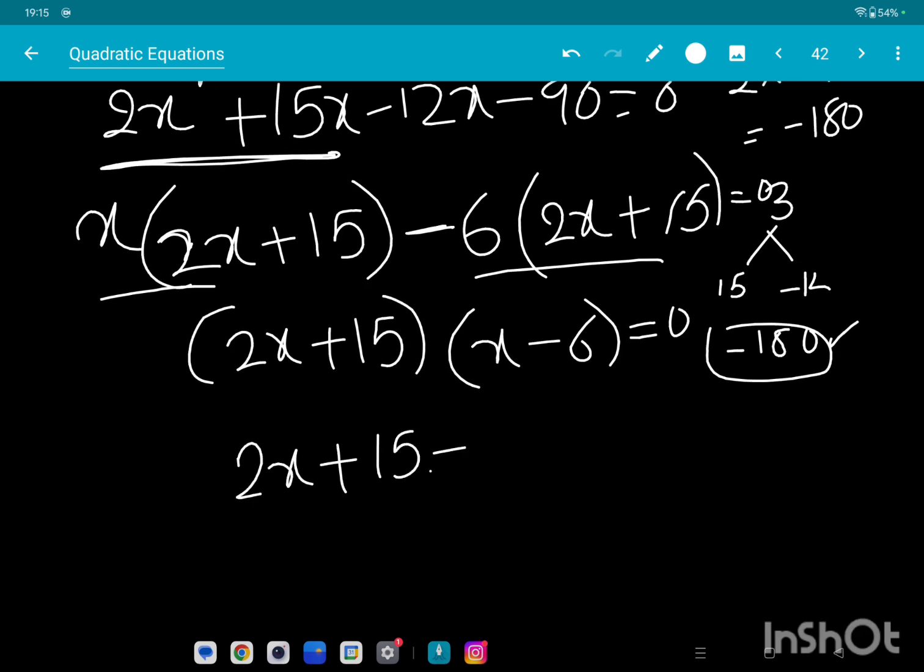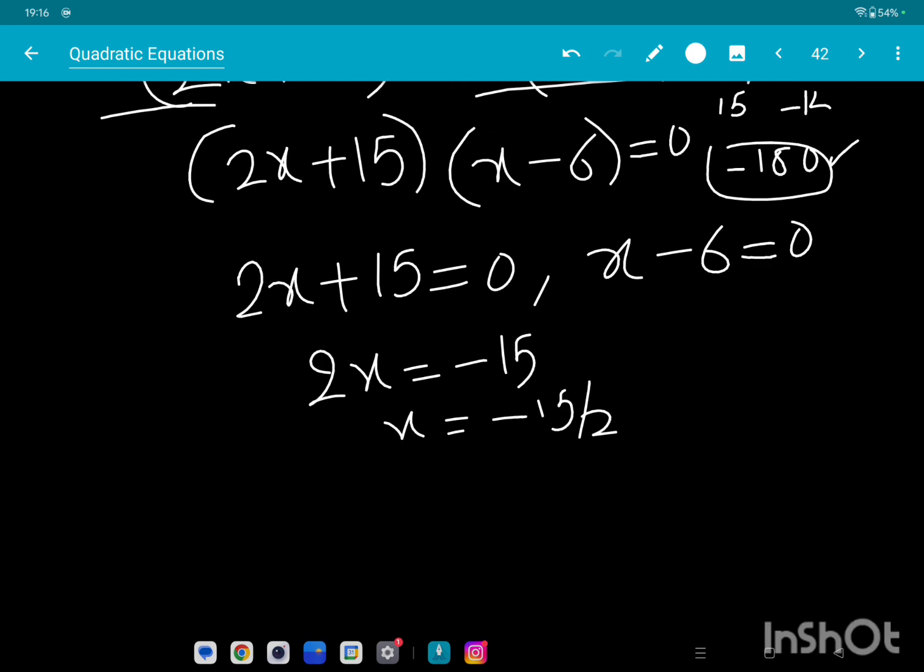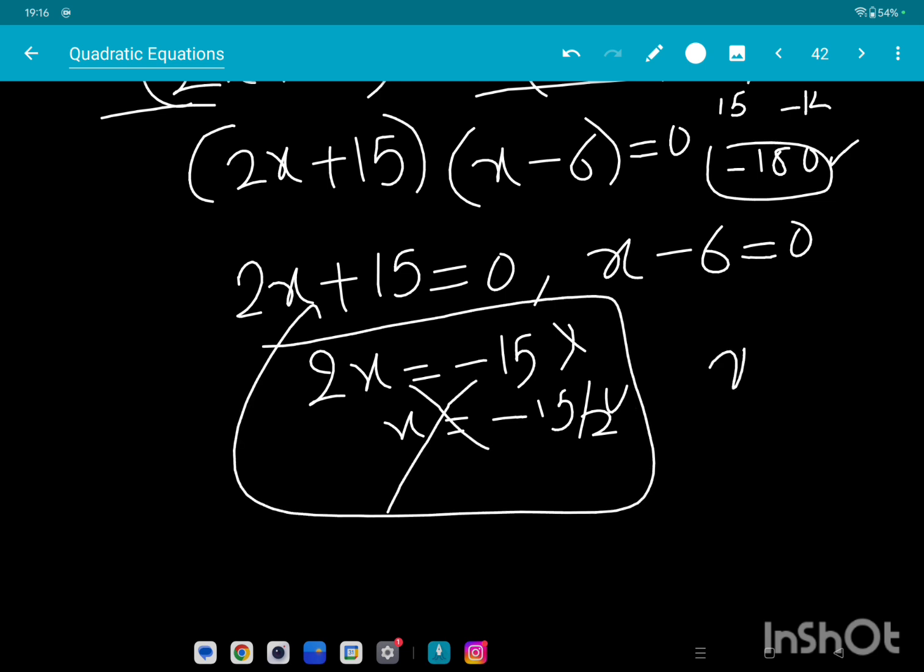So we need to find the x values here. 2x plus 15 is equal to 0 and x minus 6 is equal to 0. What is the value here? 2x is equal to minus 15 and x is equal to minus 15 by 2. It is a fraction and also negative. So the cost should not be negative, so we can ignore this one. And here the x value is 6.